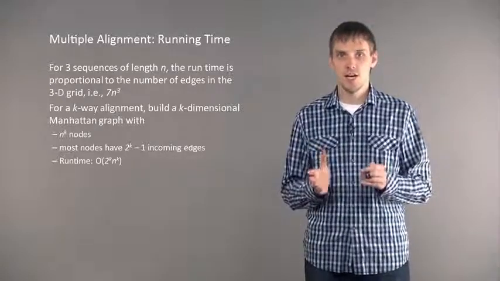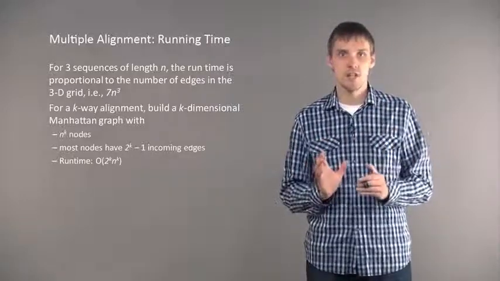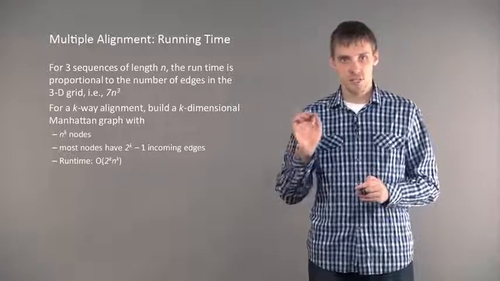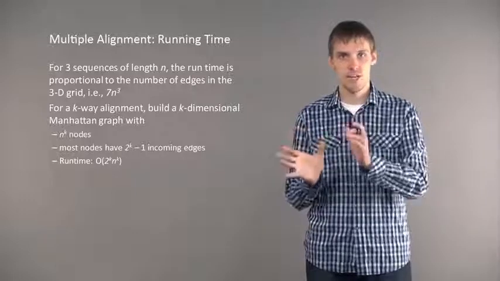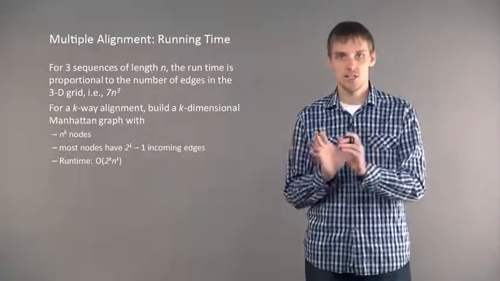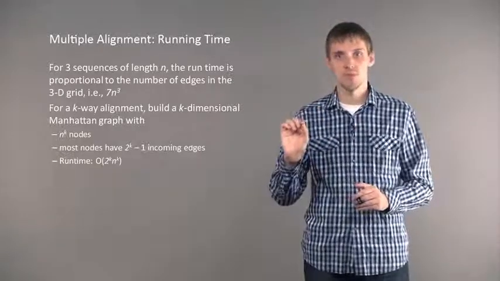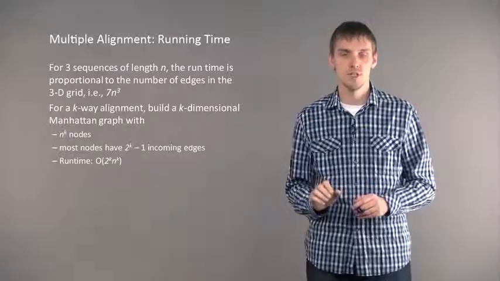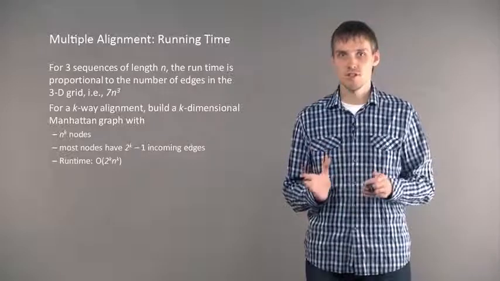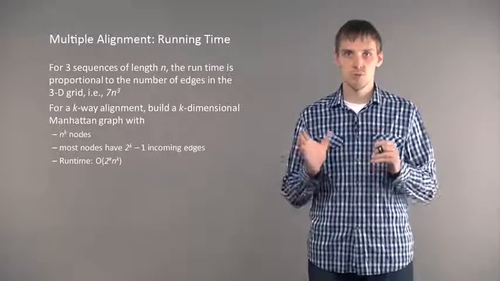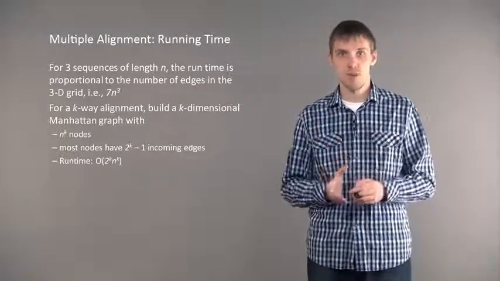So in k-way alignment, where you want to find alignment between k sequences, we build a k-dimensional Manhattan graph with n to the power of k nodes, because it's a k-dimensional cube or k-dimensional rectangle. And most nodes, except the border ones, will have 2 to the power of k minus 1 incoming edges. So overall runtime is proportional to 2 to the power of k times n to the power of k. And this is very large.